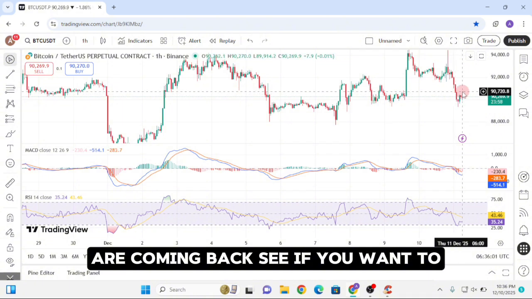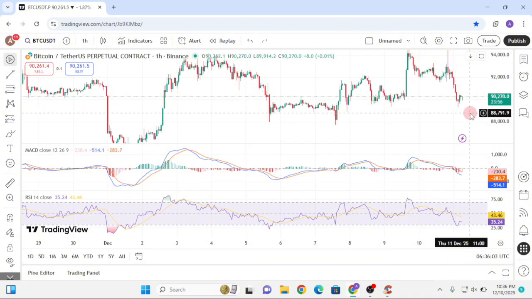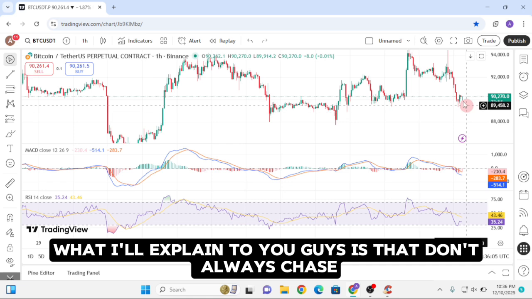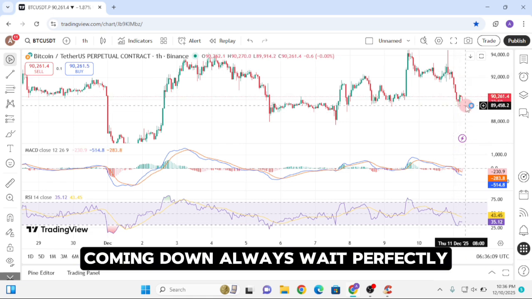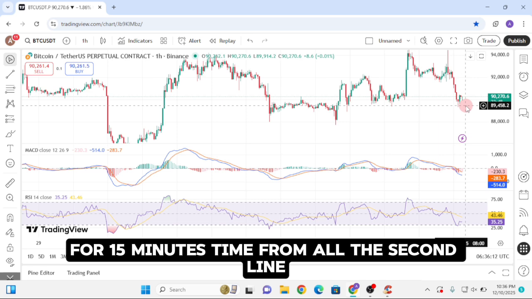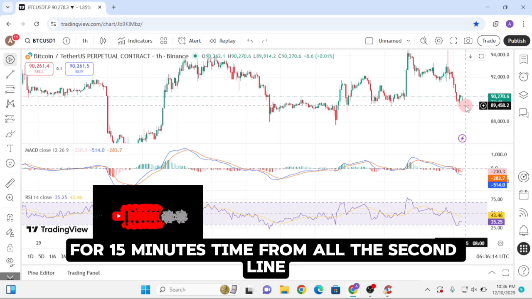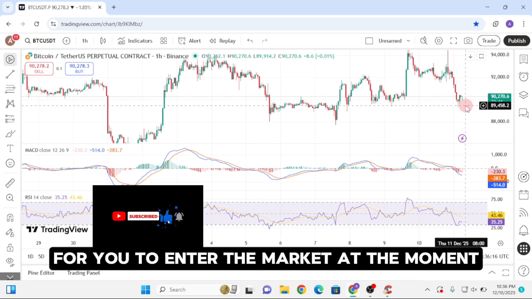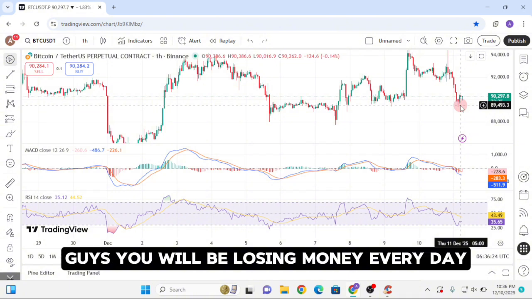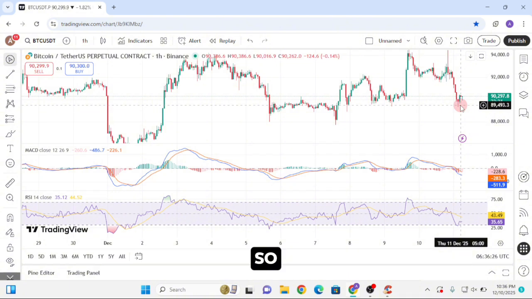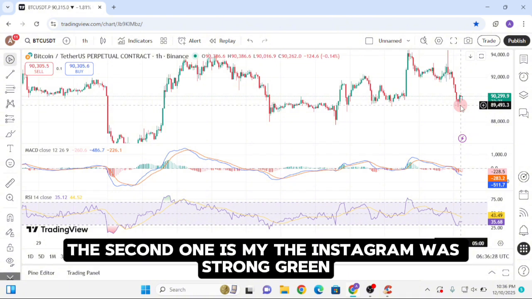If you want to learn this, firstly, don't always chase the candle. Whenever you see the market coming down, always wait patiently, on the 15 minute time frame, for the second candle before you enter the market. You can see the market coming down, but at the end it still turns bullish. If you are impatient, you will be losing money every day. So the second rule is that the MACD histogram must turn green.